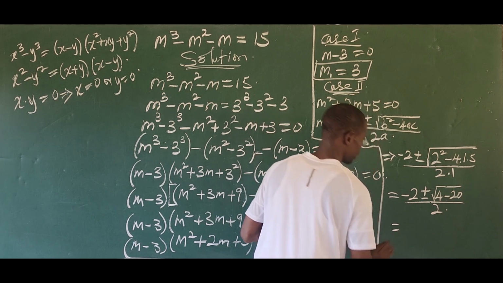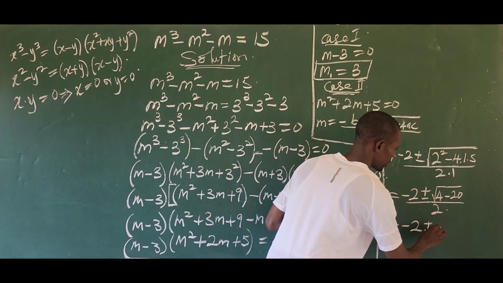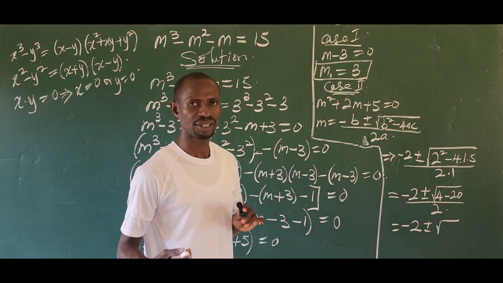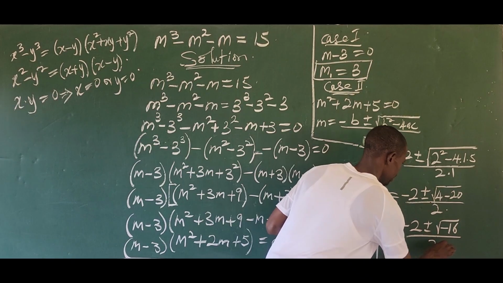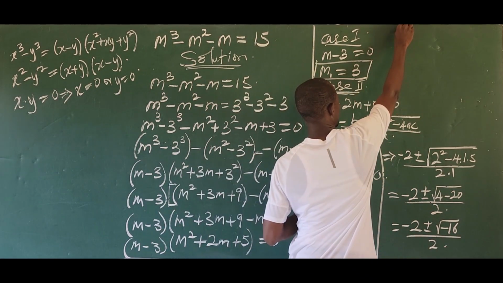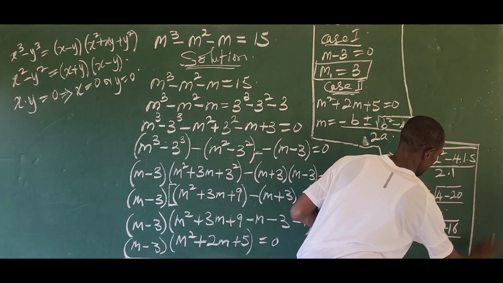So let's continue here. We're going to have minus 2 plus or minus the square root of 4 minus 20, that will give us minus 16. So we have here minus 16 all over 2. Now, we can simplify this minus 16. Let's continue here.